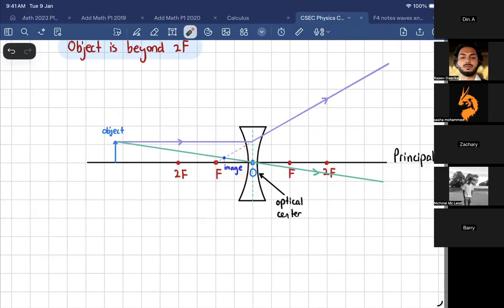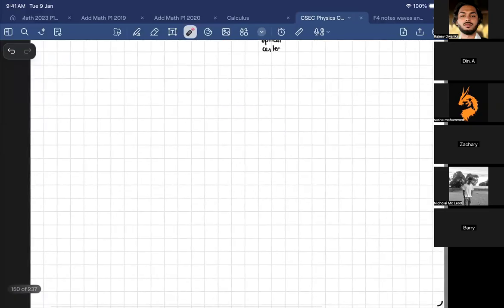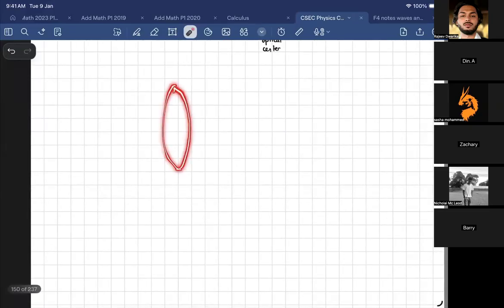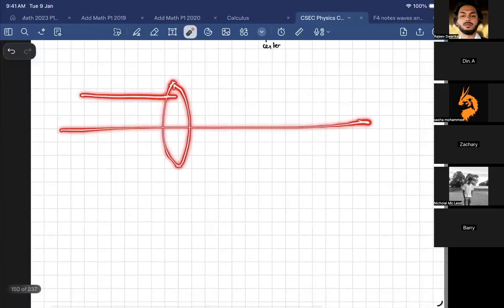Danelle, talk to me. Yes, I just wanted to find out if the image was on the other side, would it still be considered upright? First of all, it can never be on this side. But let me give you an example with a convergent lens, right? This is like an insight into the next class.